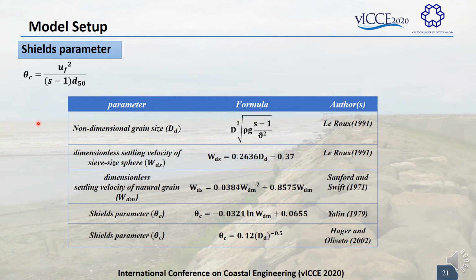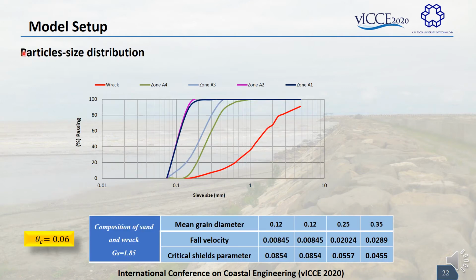And Shields parameters are also calculated by these formulas. Then you can see particle size distribution here. These four diagrams are sand distribution, and this is wrack distribution. And finally, you can see the calculation of fall velocity and critical Shields parameters, and that the maximum Shields parameter that we can define in LITPACK is 0.06.